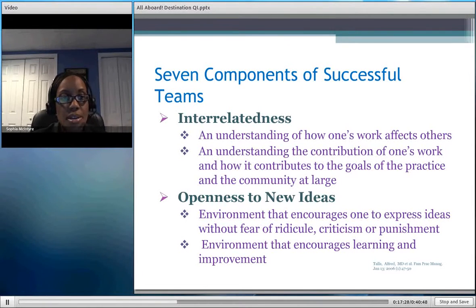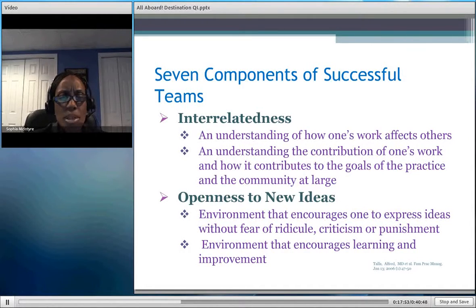So if your front desk staff is having a bad day and they're not communicating well with your patients, then that's going to impact how your patients perceive you as a provider and also as an organization. So it's important that when you're looking at quality improvement, you're focusing on all aspects of care for patients.